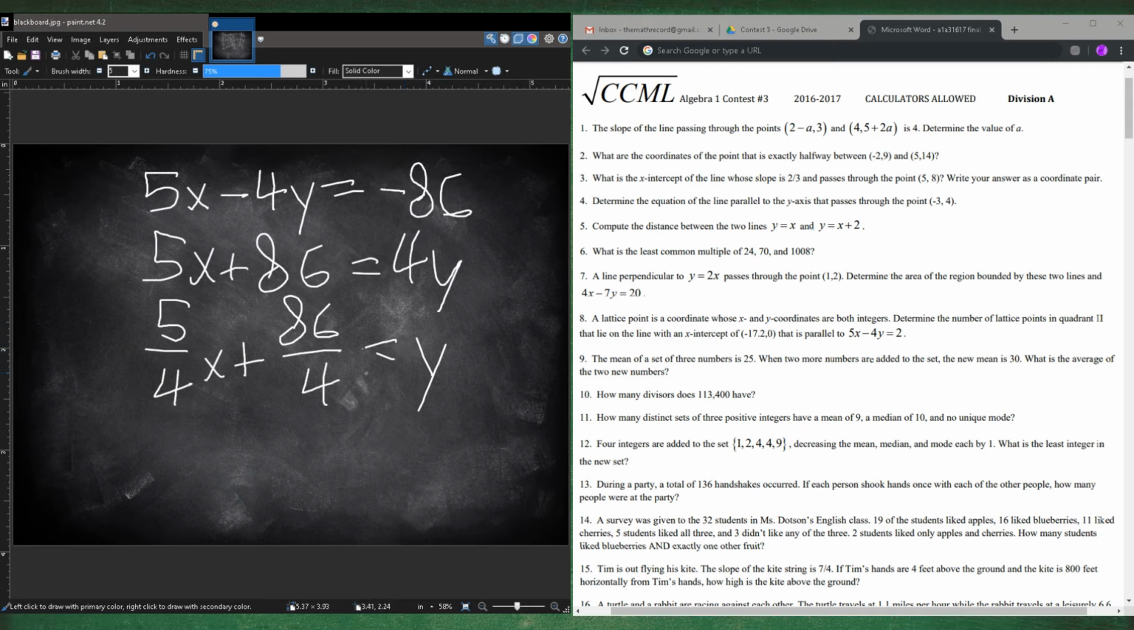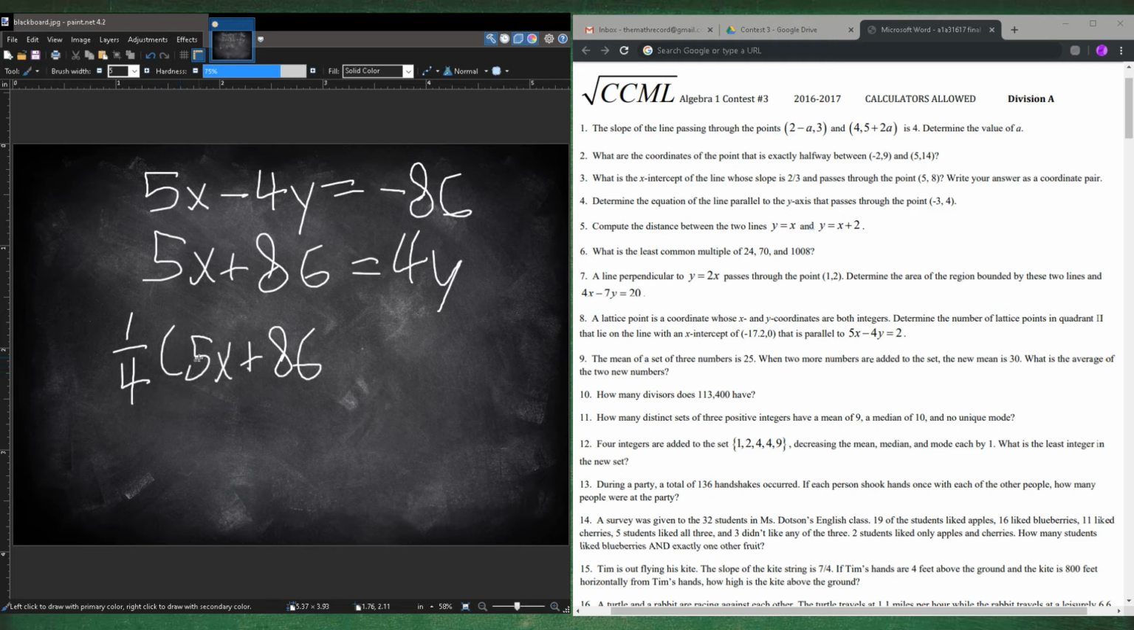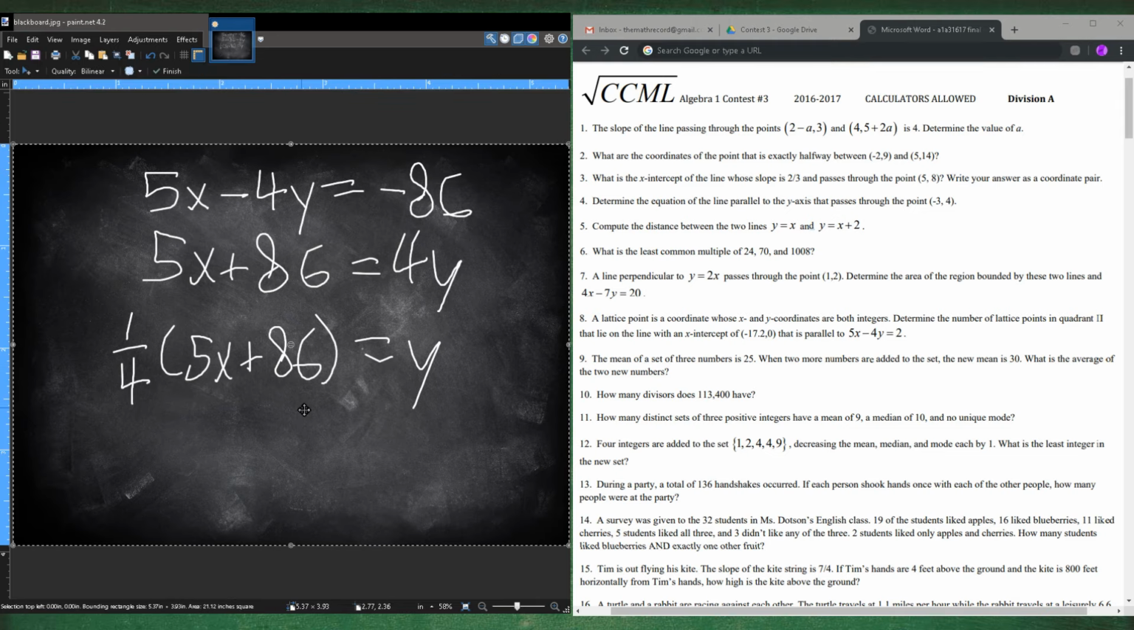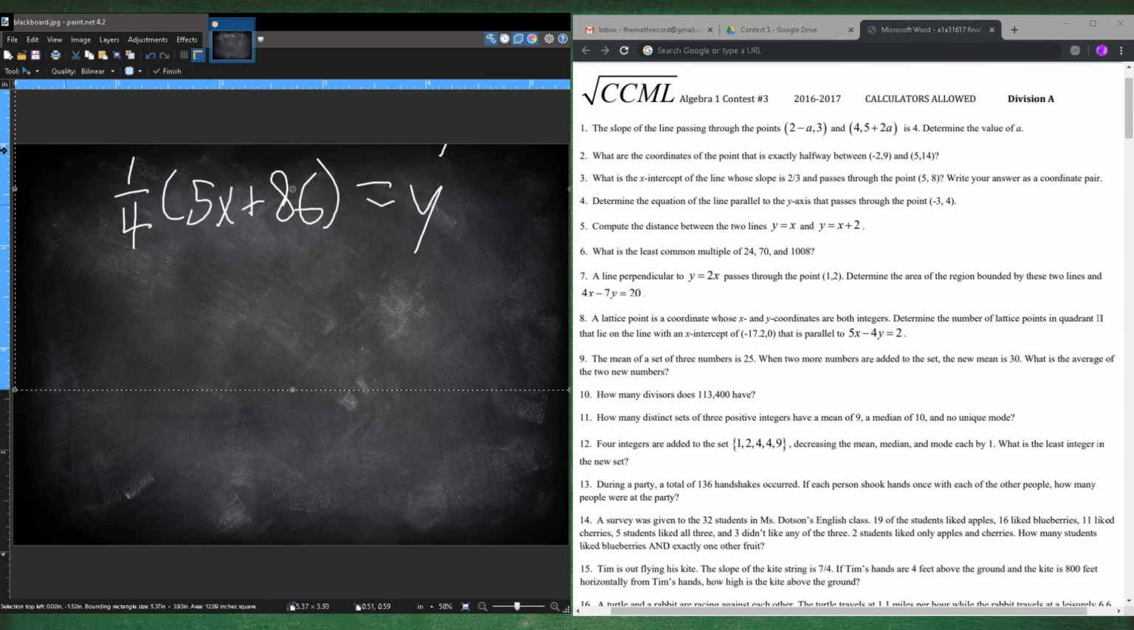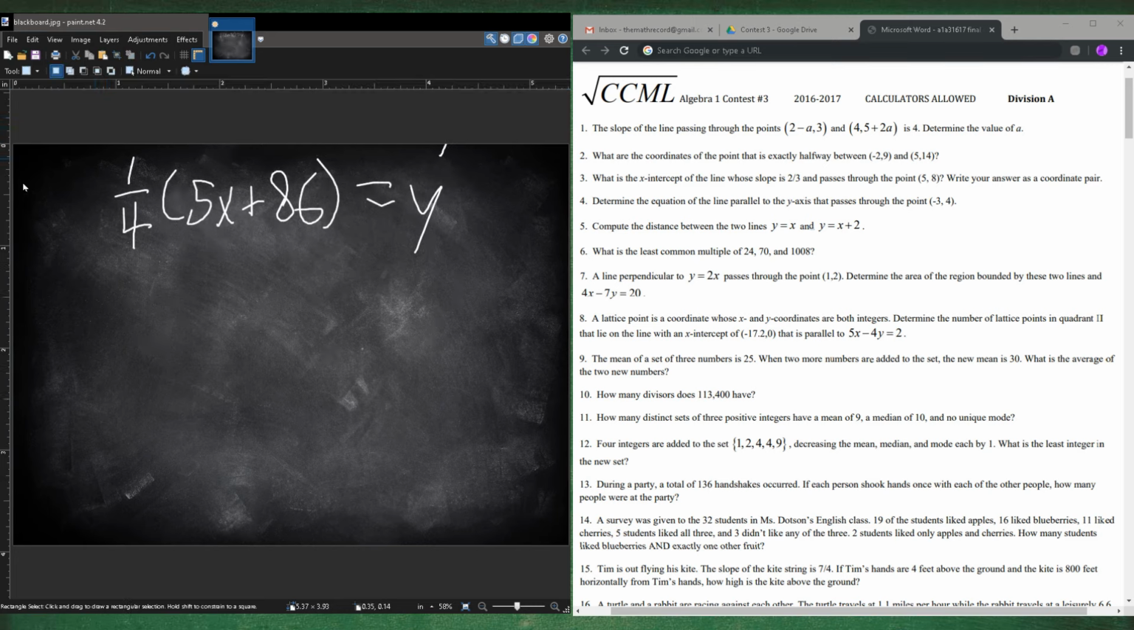Actually, let's write it out this way, it'll be easier. 1/4 times (5x plus 86) is equal to y. Based on this equation, we just need to find the number of coordinate pairs that go through this. So let's draw a picture to determine how this works.